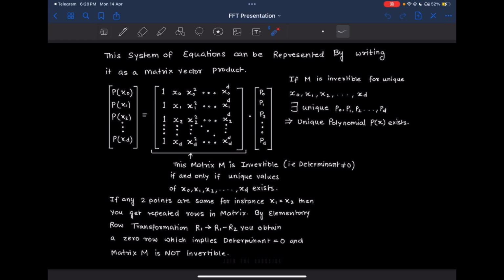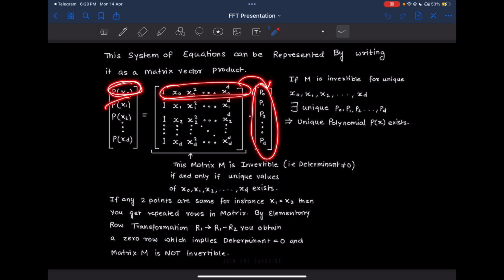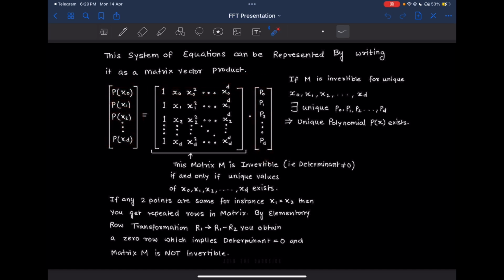Where x naught, x1, x2, all of these are input x coordinates in the 2D plane, and these are multiplied with the coefficients. So we are taking the dot product of these points with all the coefficients to get the resultant y value, and you're getting each y value of every point like that.